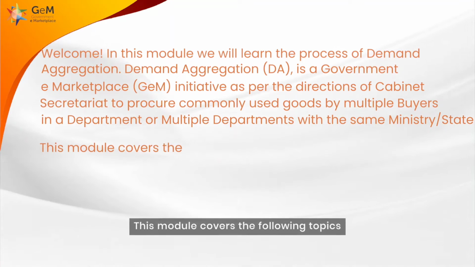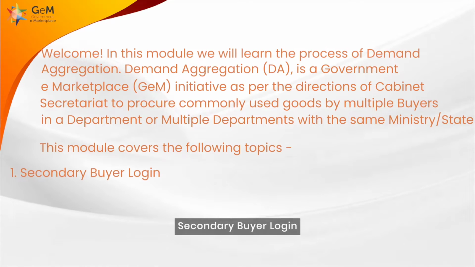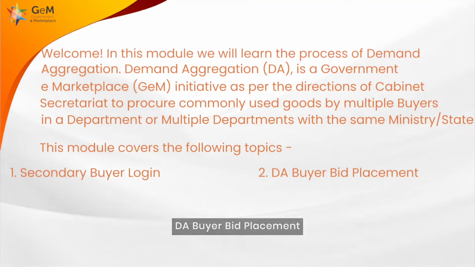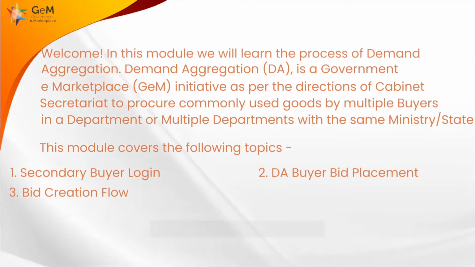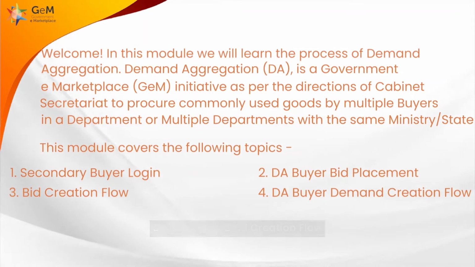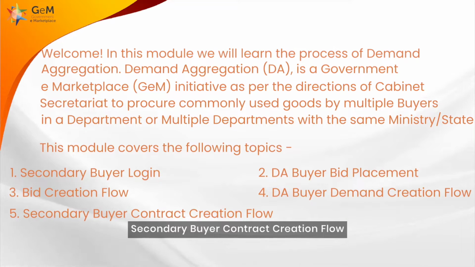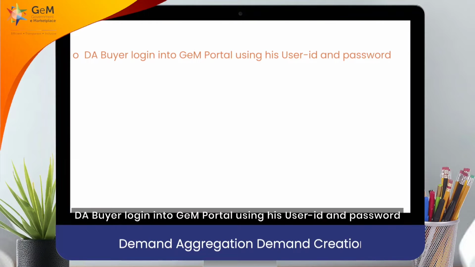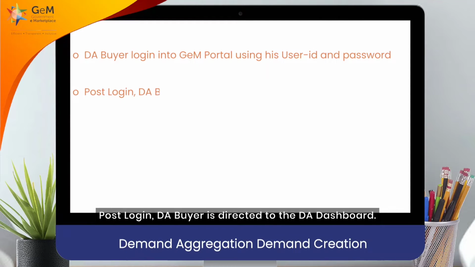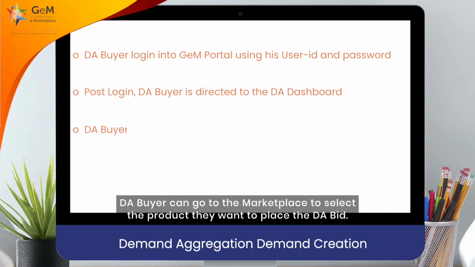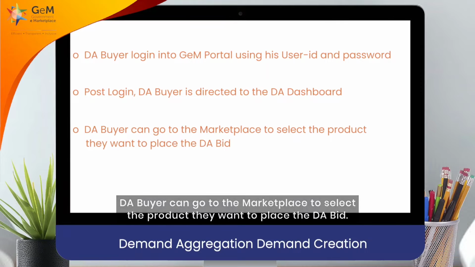This module covers the following topics: secondary buyer login, DA buyer bid placement, bid creation flow, DA buyer demand creation flow, and secondary buyer contract creation flow. The DA buyer logs into the GeM portal using his user ID and password. Post login, the DA buyer is directed to the DA dashboard. The DA buyer can go to the marketplace to select the product they want to place the DA bid for.